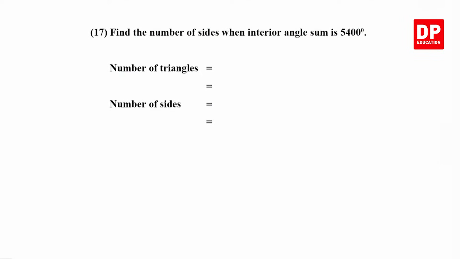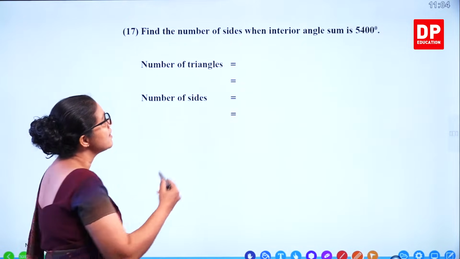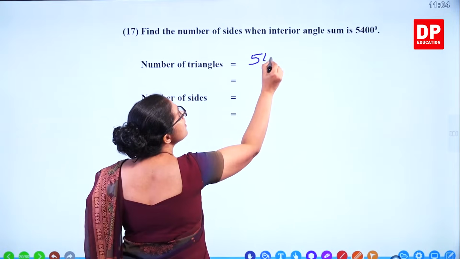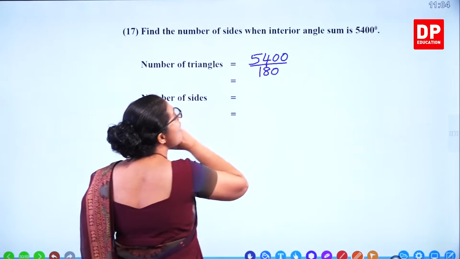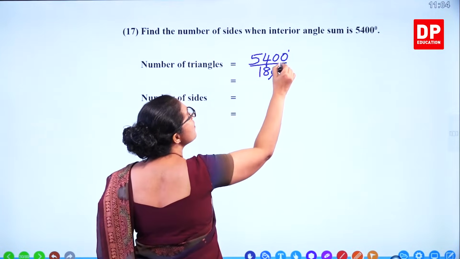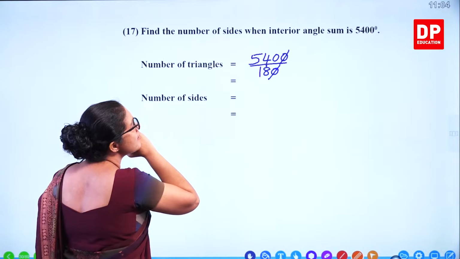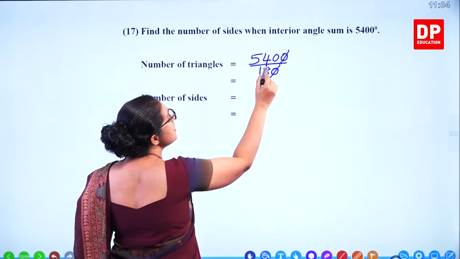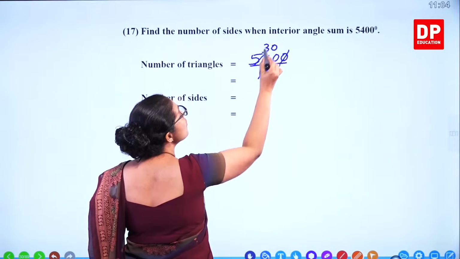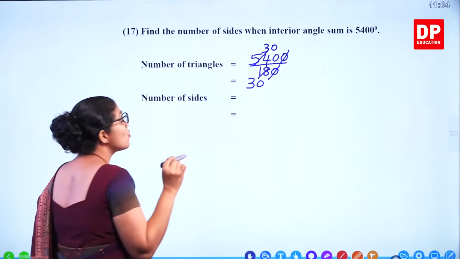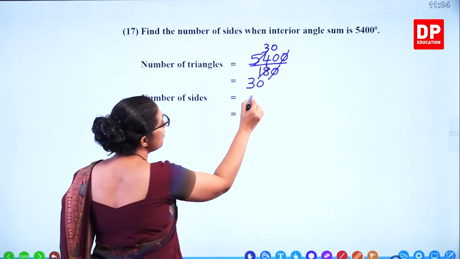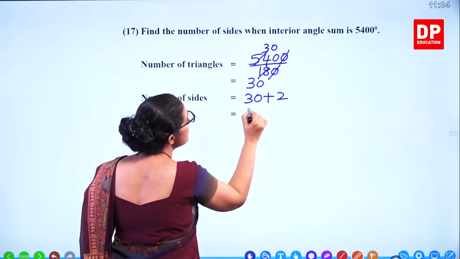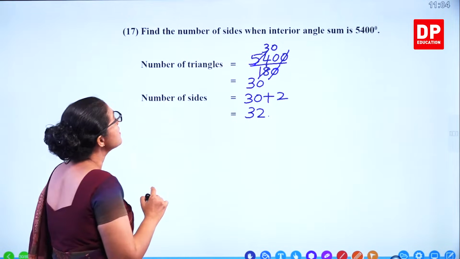Find the number of sides when the interior angle sum is 5400. So the number of triangles: same thing as before, you divide this by 180. How many triangles do you get? 0, 0 and this is 3. 3 times 18, so you get 30. So 30 triangles are there. So how many sides are there? You have to add 2 to that. So 30 plus 2, you get 32 sides in this polygon.